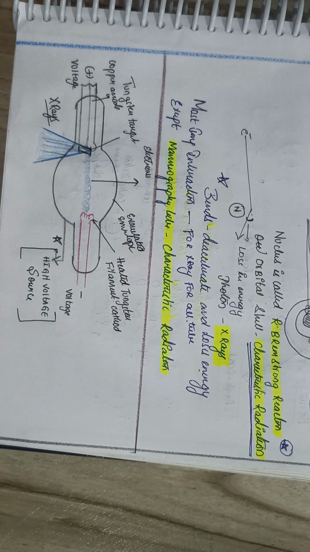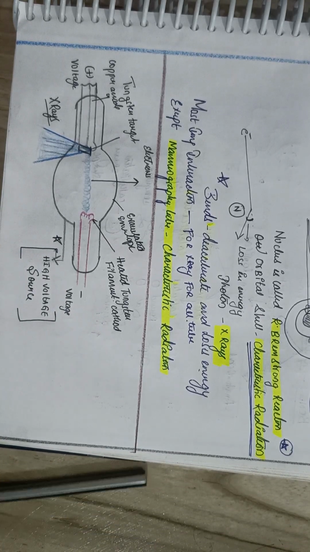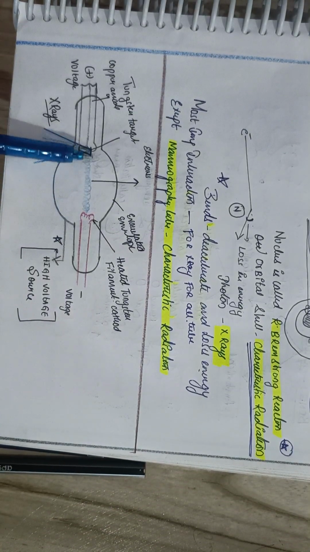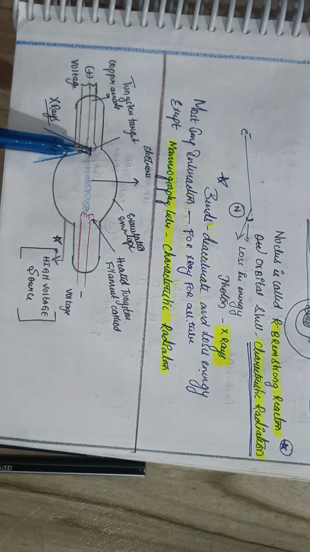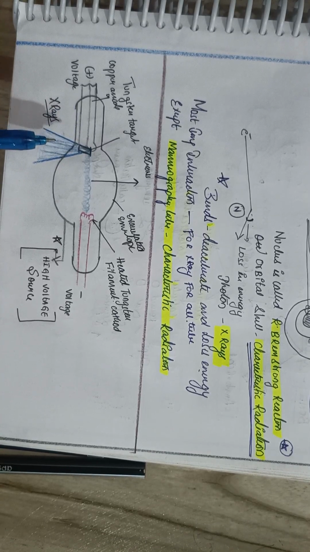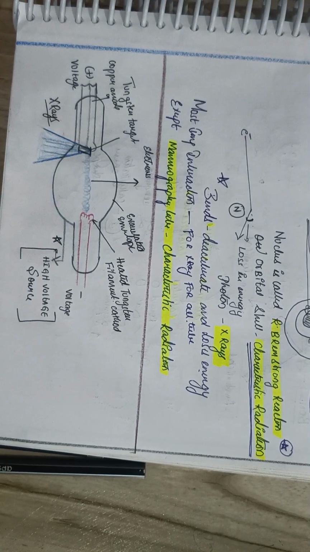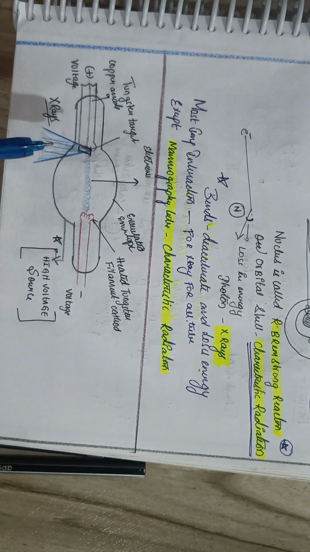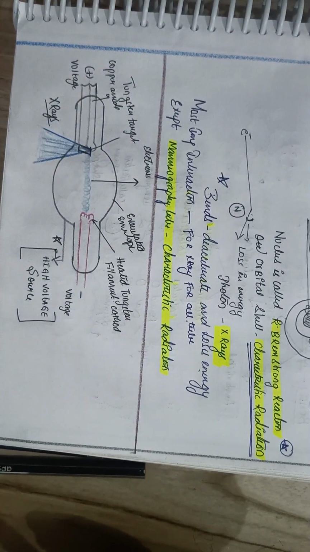These electrons move towards the anode. The anode is also made up of tungsten, and the electrons hit this anode and generate X-rays. So that's the basic point that's written. Now let us understand further.